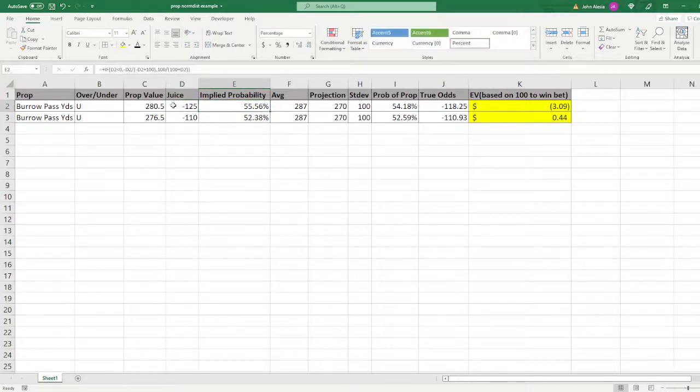Now, for a negative number, that means it's a favorite to happen. You should be getting some number over 50% because there's greater than 50% chance, according to that juice, that this happens.